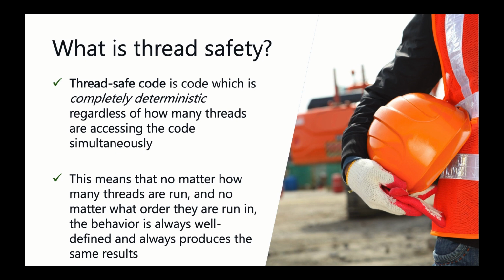Let's look at this from the opposite side first. So let's assume we have completely thread safe code. What does that mean if code is thread safe? The short answer is it's code that behaves correctly no matter how many threads are executing some code simultaneously. So this means your code should be deterministic, whether you're having a single thread or multiple threads.